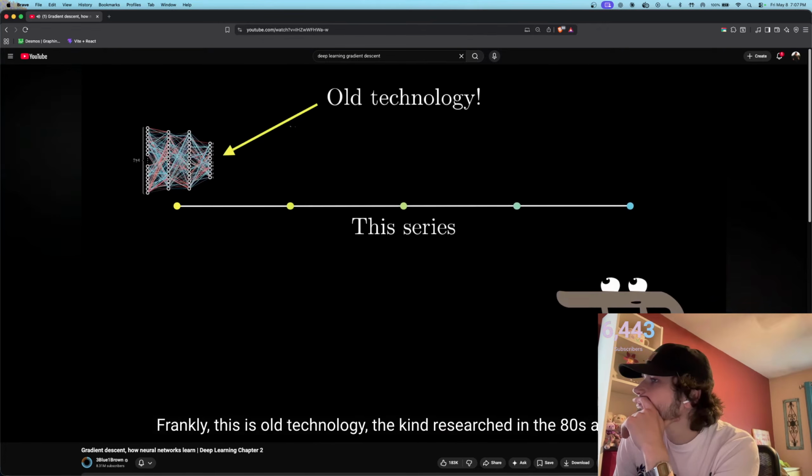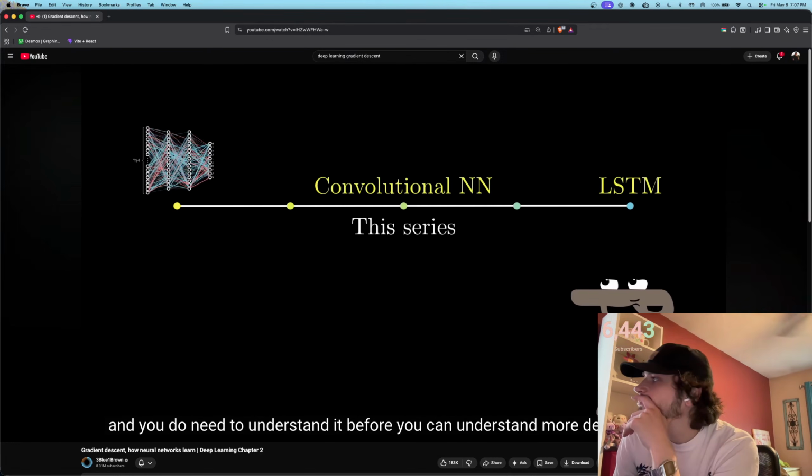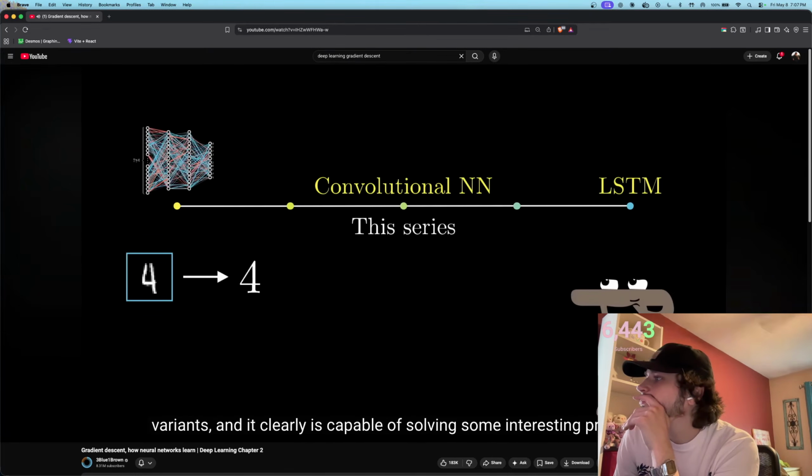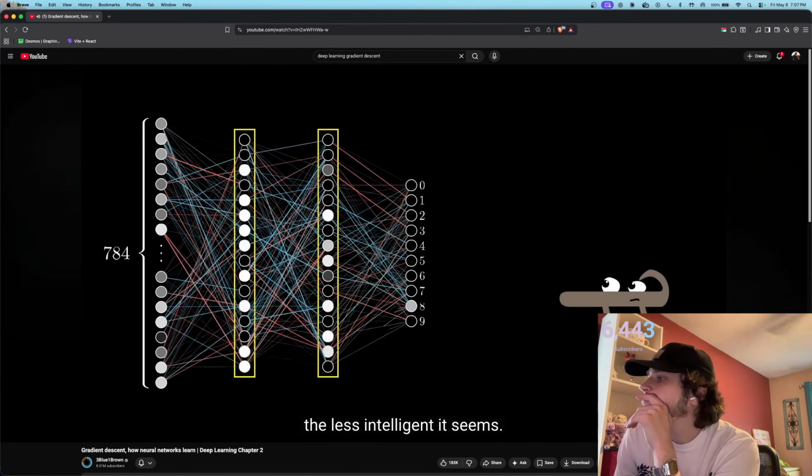Frankly, this is old technology, the kind researched in the 80s and 90s. And you do need to understand it before you can understand more detailed modern variants, and it clearly is capable of solving some interesting problems. But the more you dig into what those hidden layers are really doing, the less intelligent it seems.